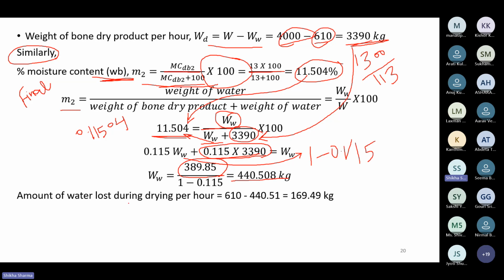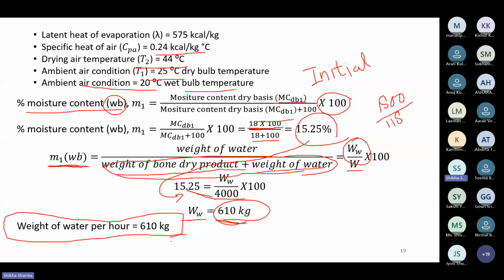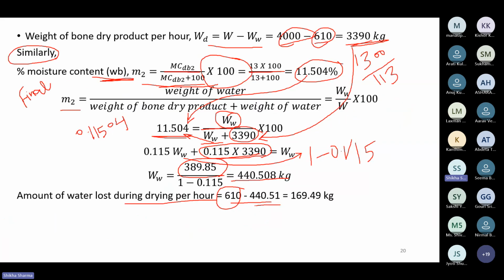So amount of water lost during drying will be like initial, how much water was there in the product before? 610, right? 610 kg water was there previously. Now the water in the product is 440.51 kg. So the loss is 169.49 kg per hour water is losing.